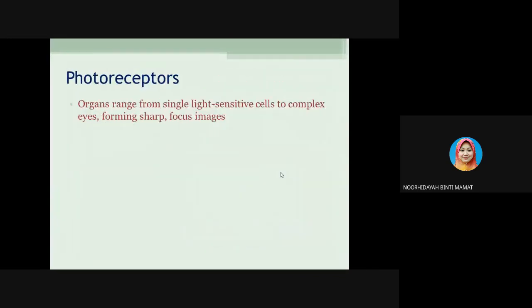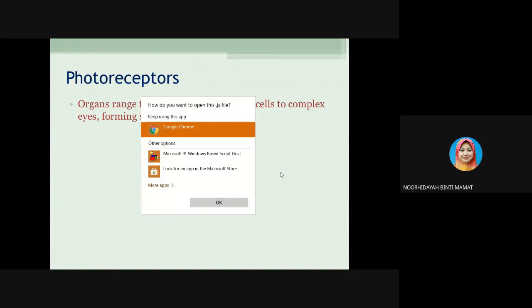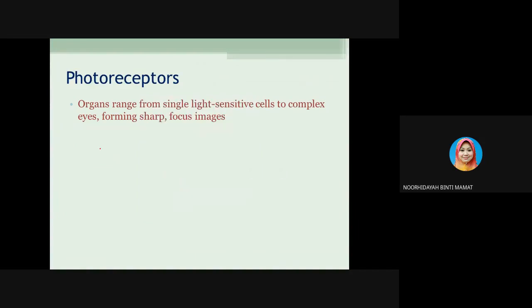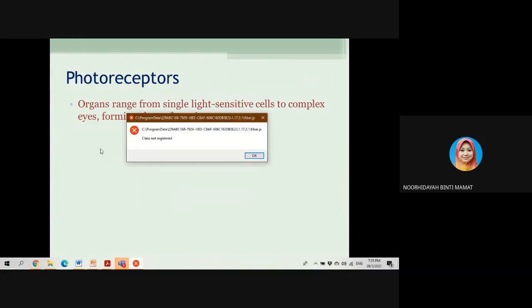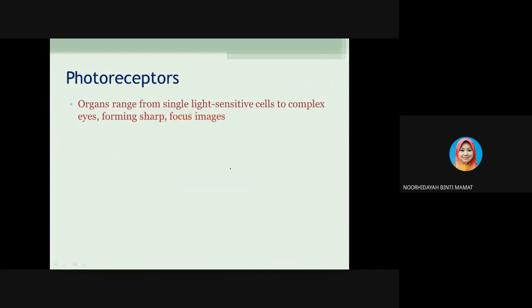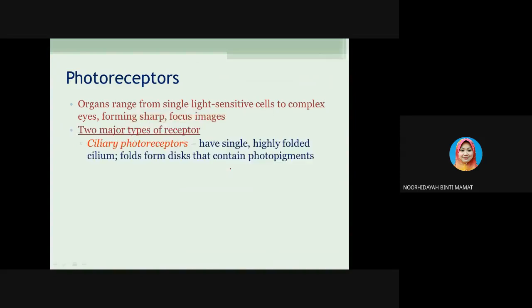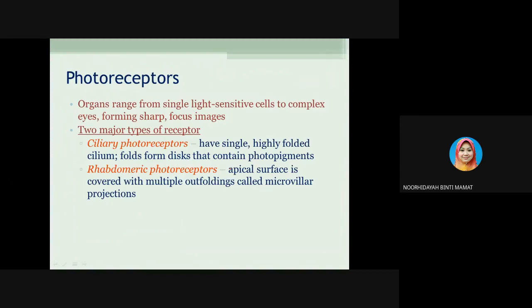The organs range from single light-sensitive cells to complex eyes, forming shapes and focusing images. There are two types of receptor: the ciliary photoreceptor and the rhabdomeric photoreceptor. In the photoreceptor we have two types of receptor, ciliary and rhabdomeric.